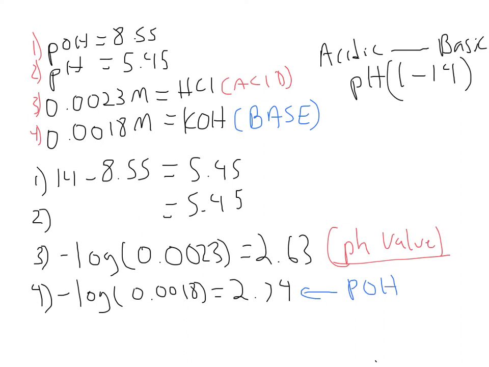And if we look at number 1, we know how to find the pH value from the pOH value. You just do simple algebra. 14 minus pOH equals the pH. So what is 14 minus 2.74? 11.26.